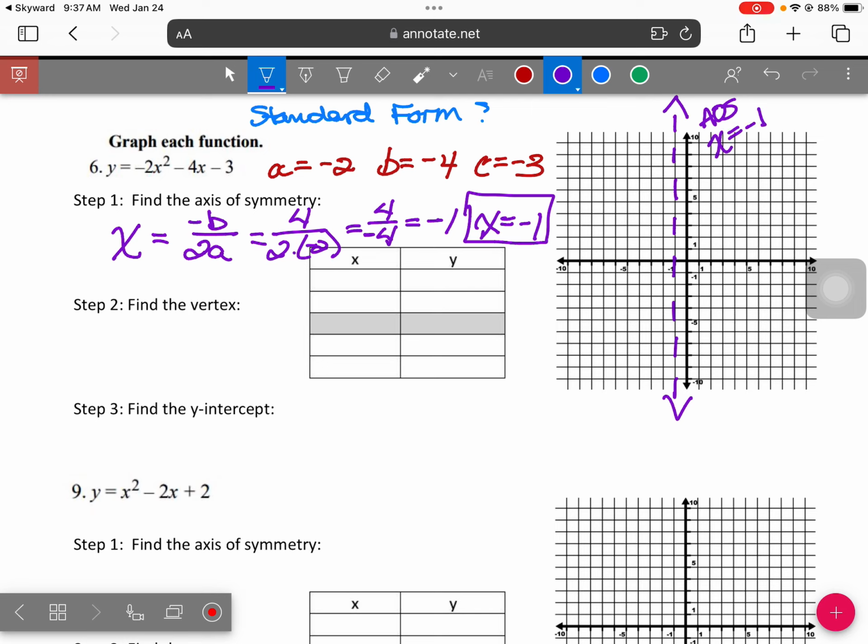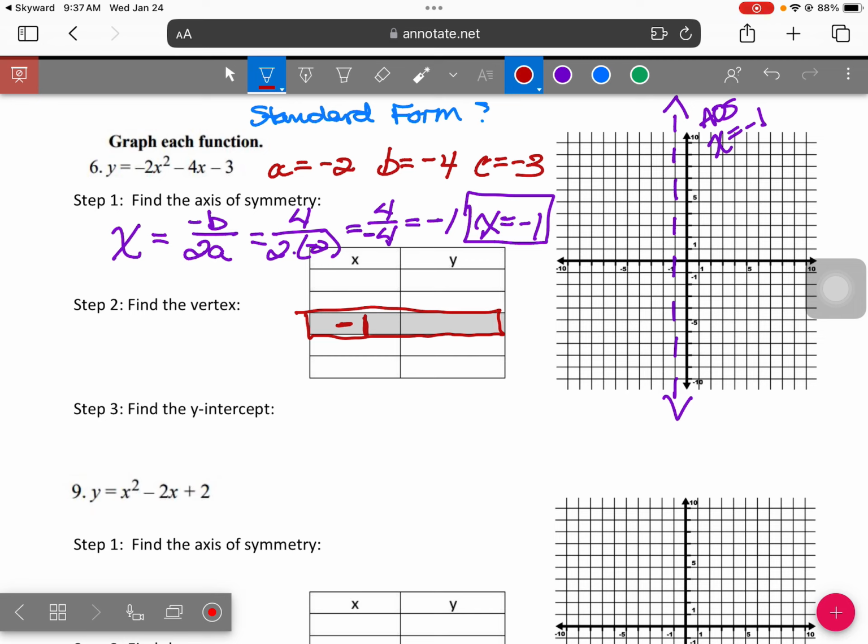Oh, wait, there is some point that's always on the axis of symmetry. What's that called? The vertex. Yes, and the vertex is going to go in this box right here. If the vertex is on that line, that means my x coordinate is -1 because it's on that line. All right? Now, I've got to find the y coordinate of that vertex.